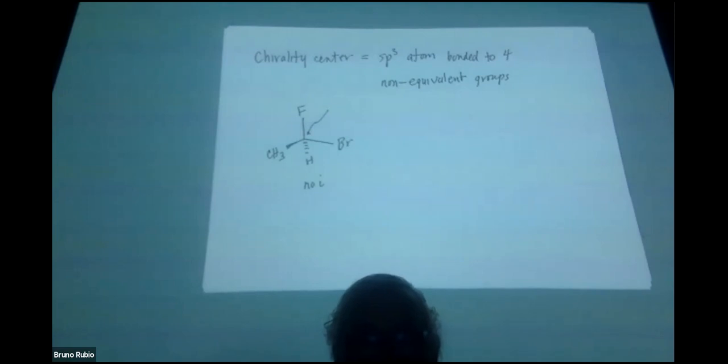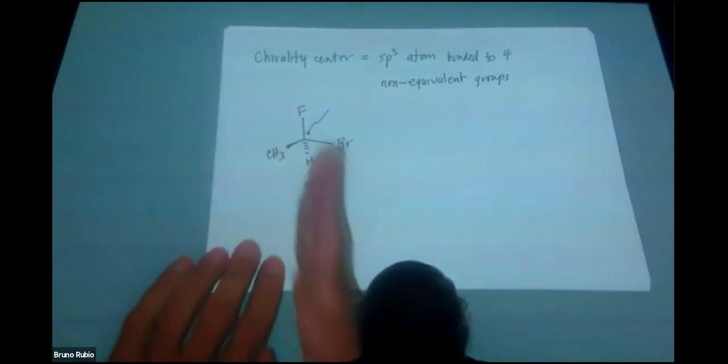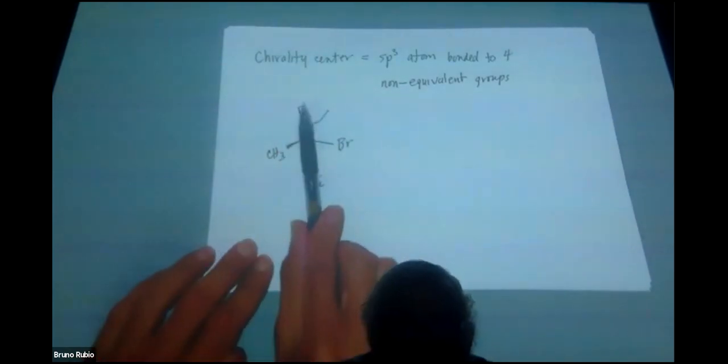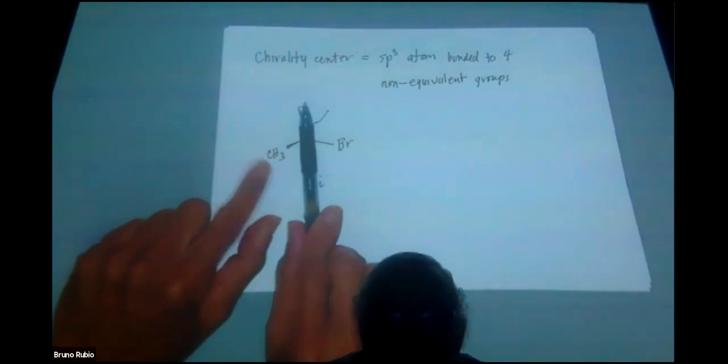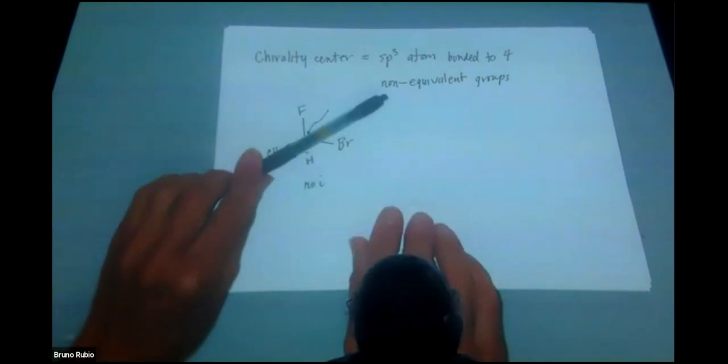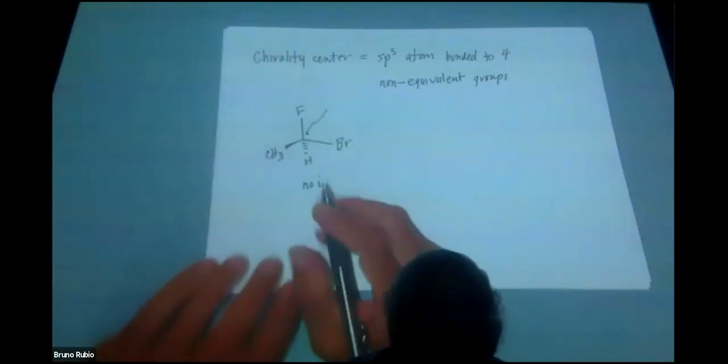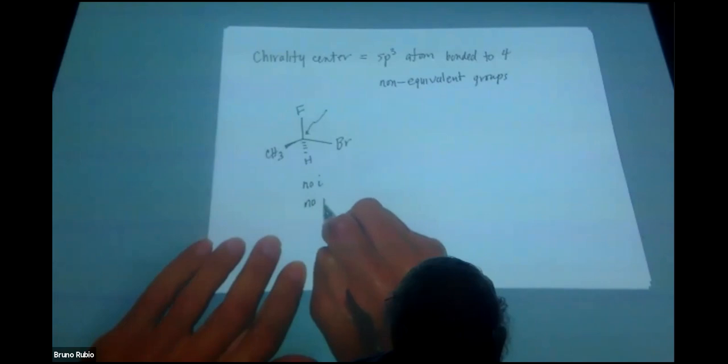Is the left the mirror image of the right? Or is the top the mirror image of the bottom? Or is the back the mirror image of the front? Is that a plane of symmetry? Here, no. Br looks into the mirror and it wants to see another Br, but here it's looking at a methyl group. Is that a plane of symmetry? No. Is that a plane? No, it doesn't have any planes of symmetry.